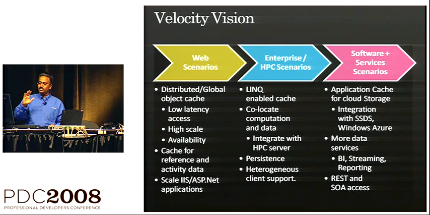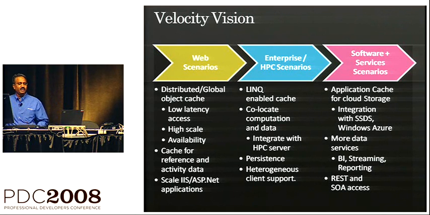So it shows the direction in which we are going. It's not a release roadmap. It's not V1, V2. We have some features from the web scenario and an enterprise scenario already in V1, and then some of them will come in V2s or beyond that. So it's not really a release roadmap, but it is where we want to take the technology.